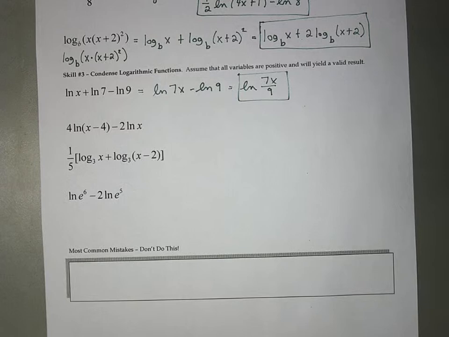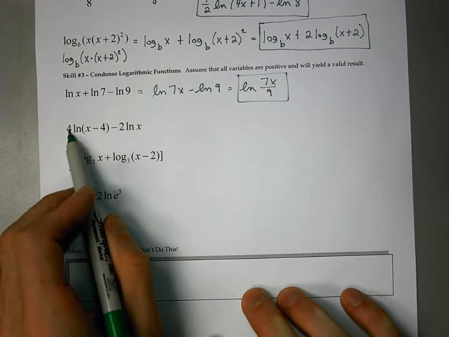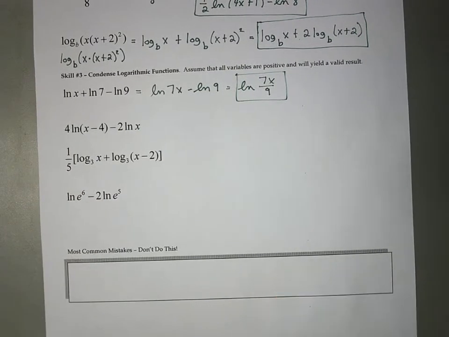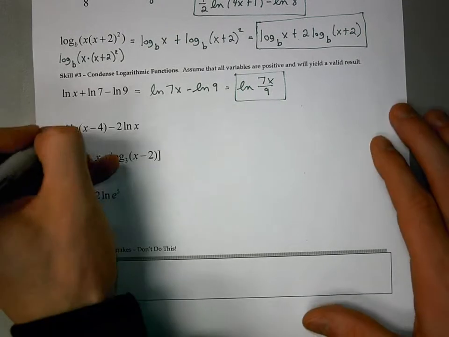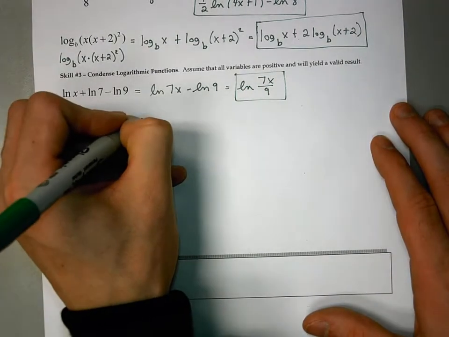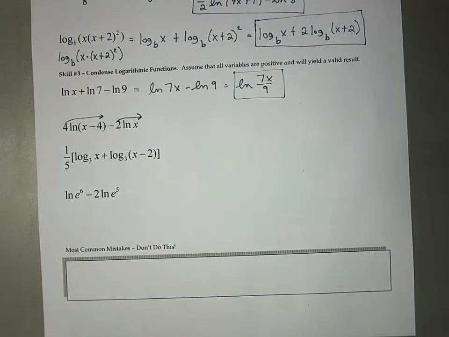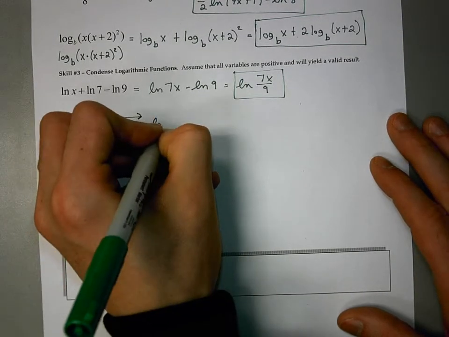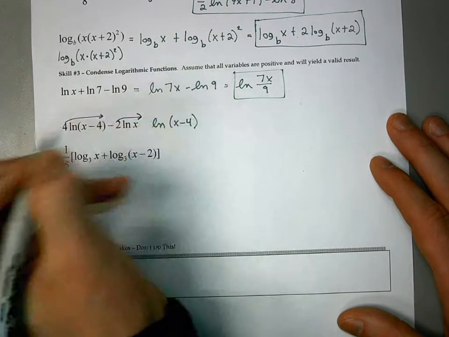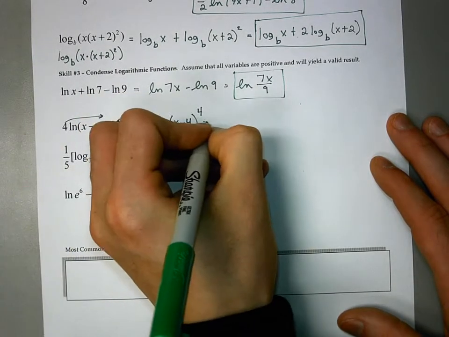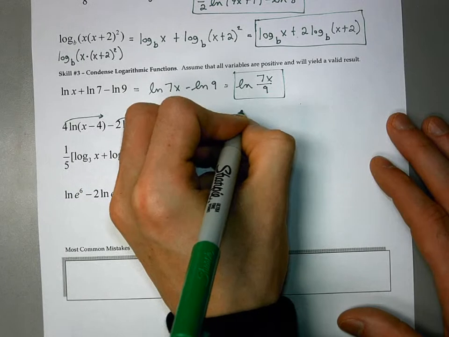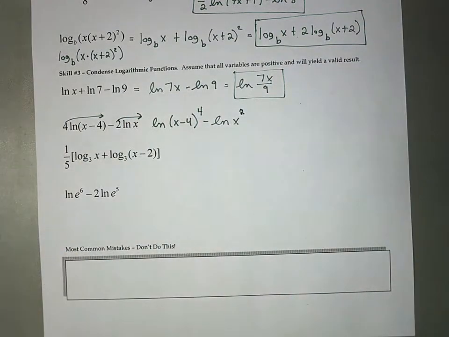My second expression here, I've got a power property as well as a quotient property. You can see here the 4 and the 2 are going to be raised up, and then I can simplify. So here let's start by bringing our powers up. When we condense, we do the power property first, and then the product and quotient going from left to right. So first thing, ln of x minus 4 raised to the 4th minus ln of x squared.